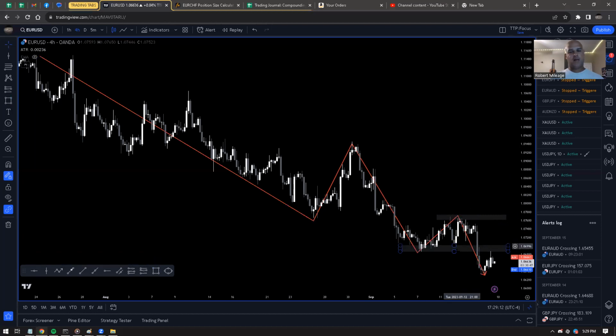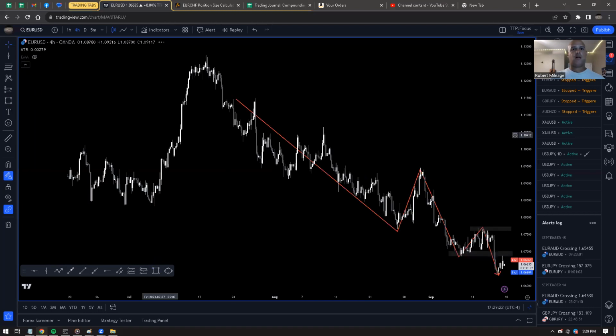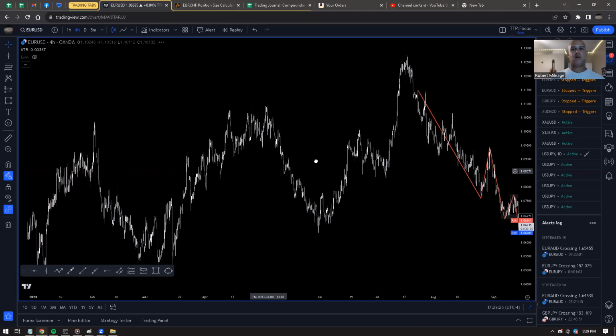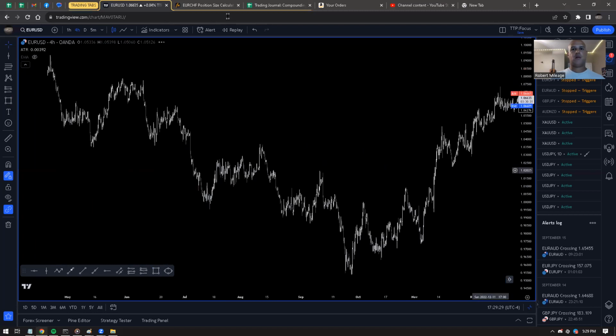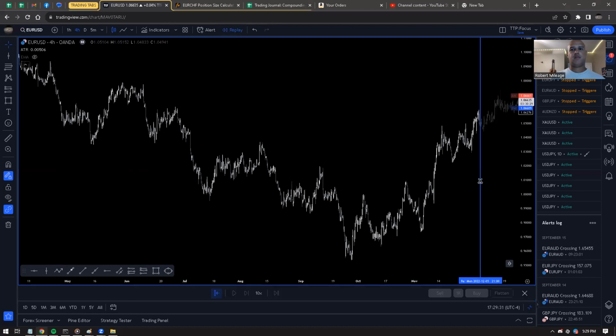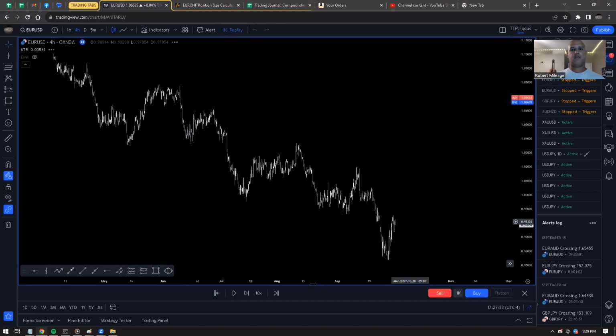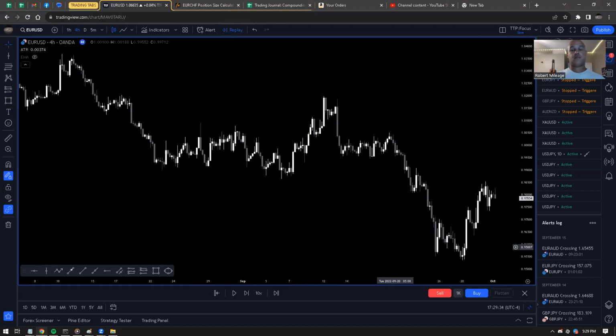So don't overcomplicate it. These are the two levels that we'd be working with. So let's look and see if we can find a place on Euro USD where we have a similar setup on an uptrend. Let's start here. Actually, to really do it right, let's do this.